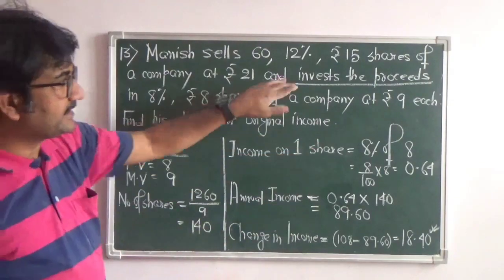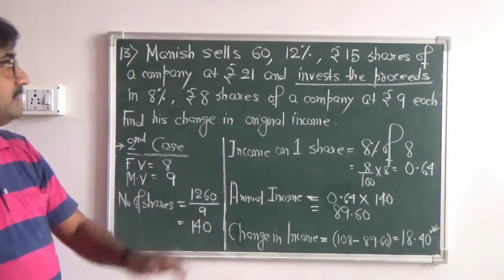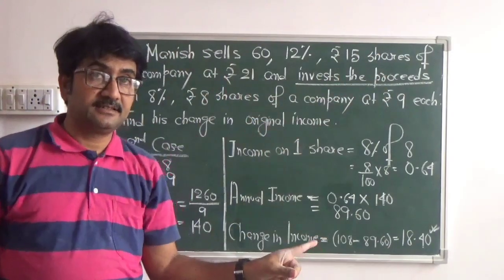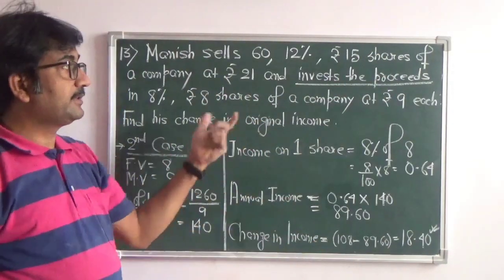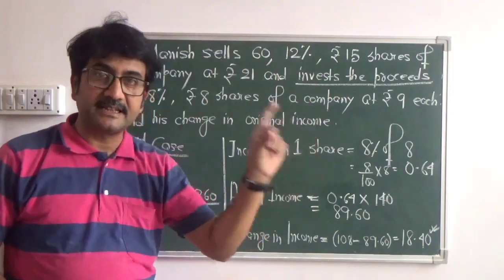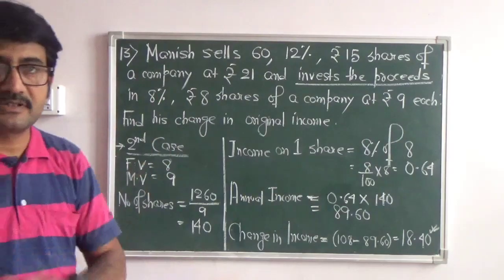So sell proceeds, invest the proceeds: whatever he gets after selling the shares in the first case is the investment for the second case. The meaning of this is wherever you get the invest the proceeds, that becomes the investment for the second case. Always remember that. So this is one of the important questions. Just have a look.